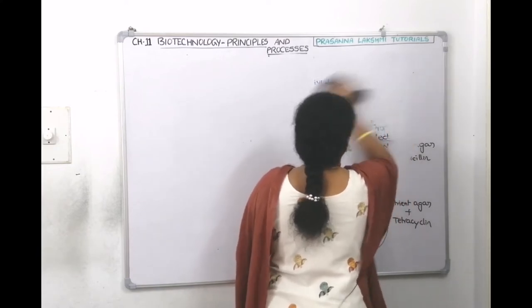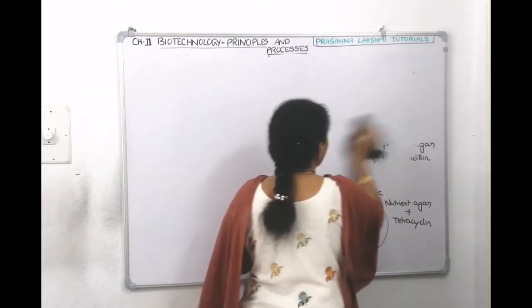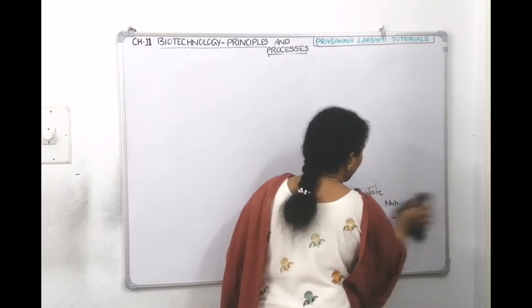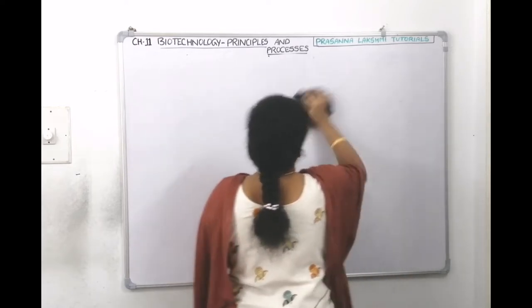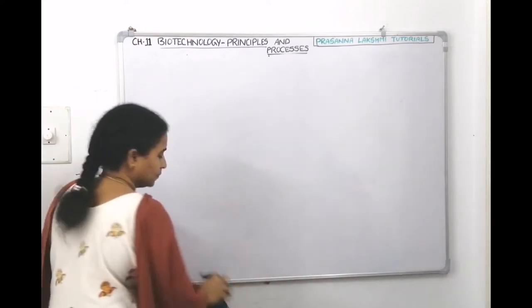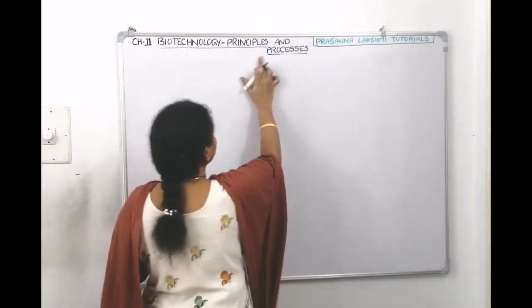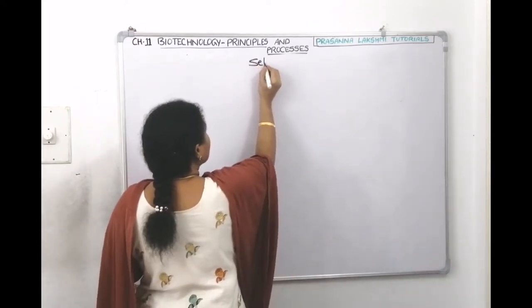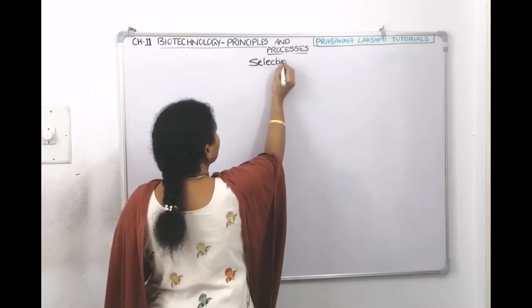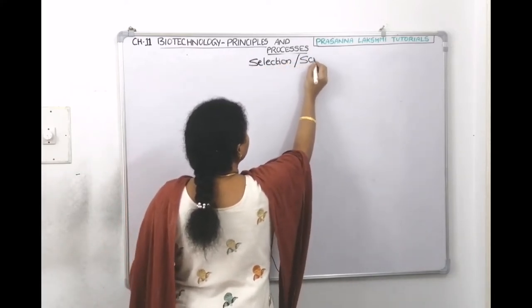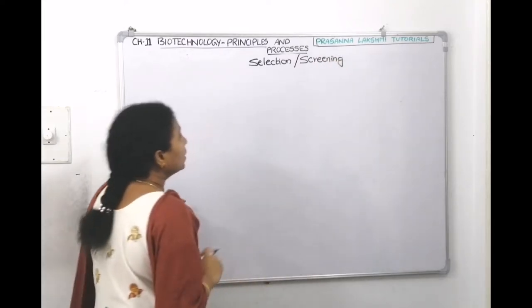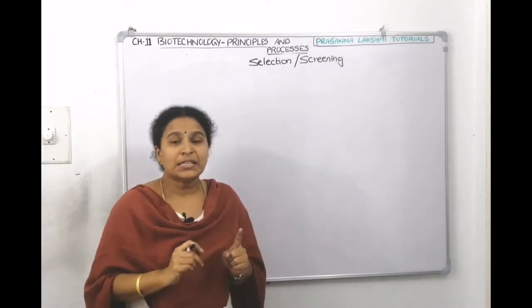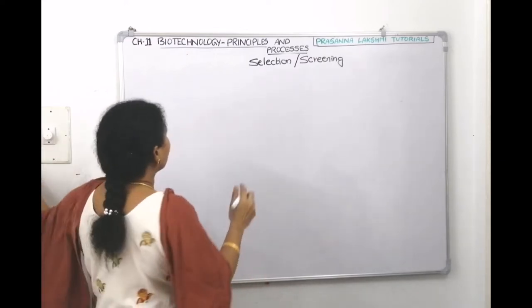This time, for the next method, we will not use PBR vector. Instead, we will use PUC vector. For this method, it is selection, which is also called screening. So in screening, what are we doing? In selection or screening, we are selecting transformants from non-transformants.